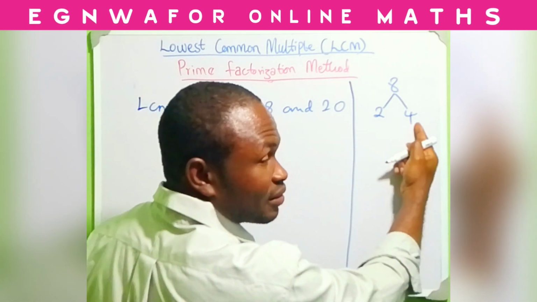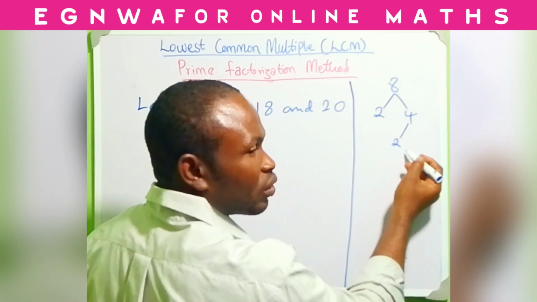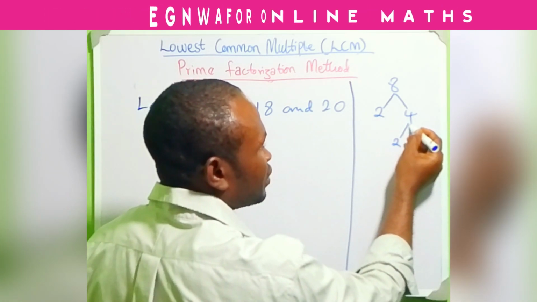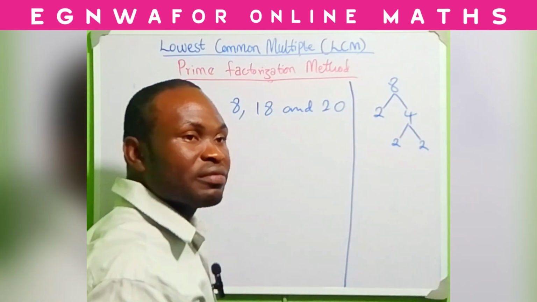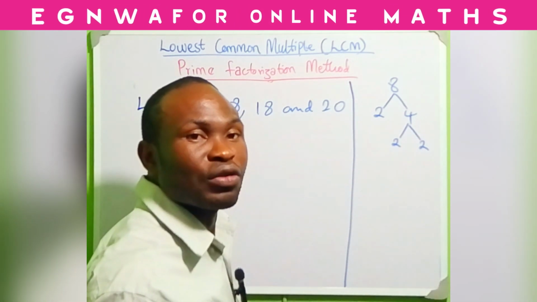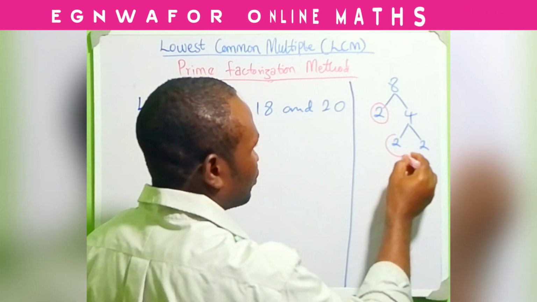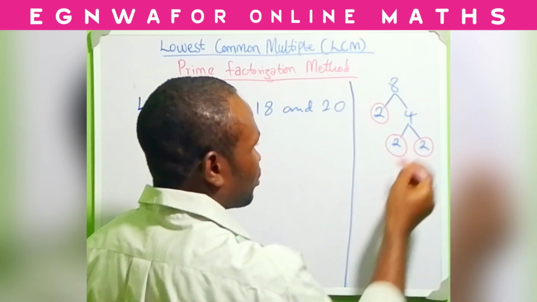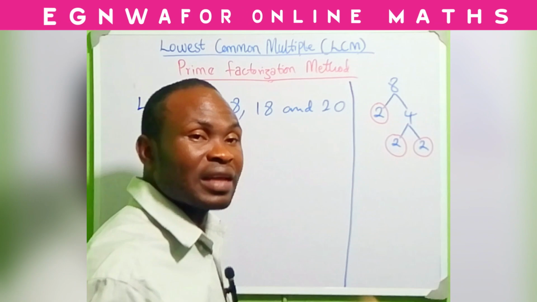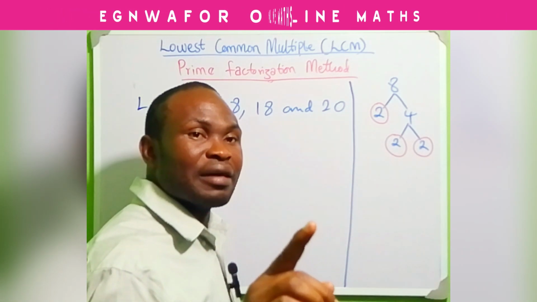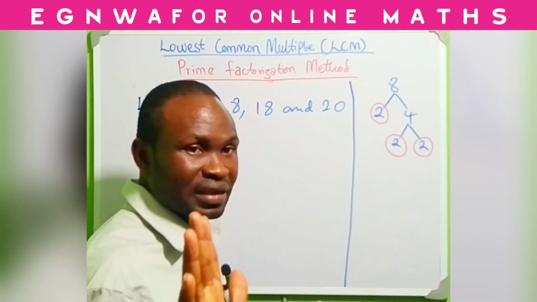You come to the right hand side here. You can still divide with 2. So when you divide 4 by 2, it will give you another 2. Once the numbers you divide do not give you prime numbers or prime factors, you will stop there. We don't divide again, because prime numbers are numbers that can only be divided by themselves or 1, that is all.